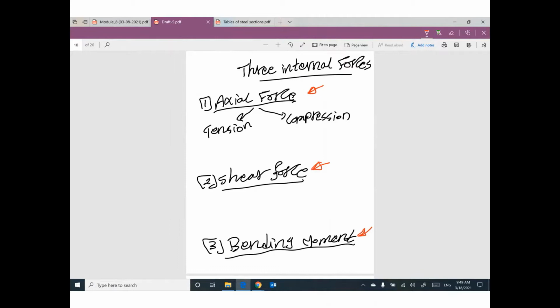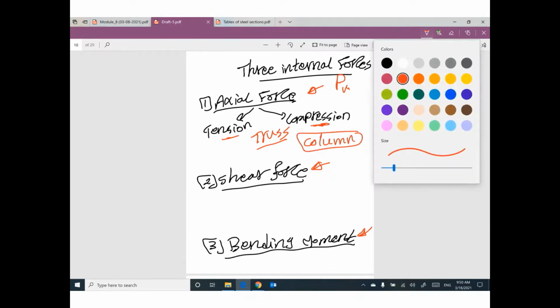From axial force, I can get P ultimate. And this P ultimate can be tension or compression. And we learned it in truss design. How can we design a member under tension or a member under compression? And also last meeting, we learned how to design a column under the effect of compression.